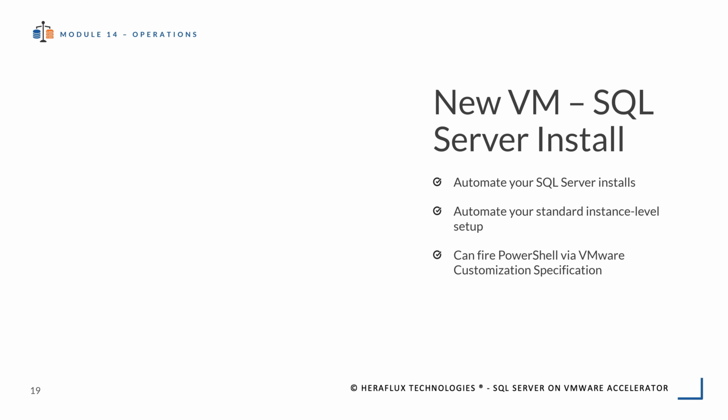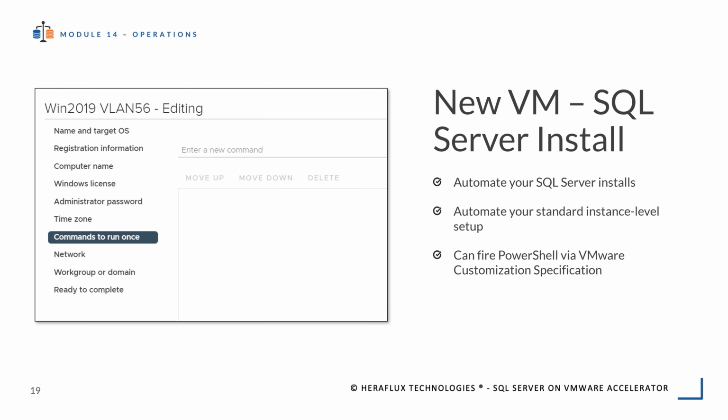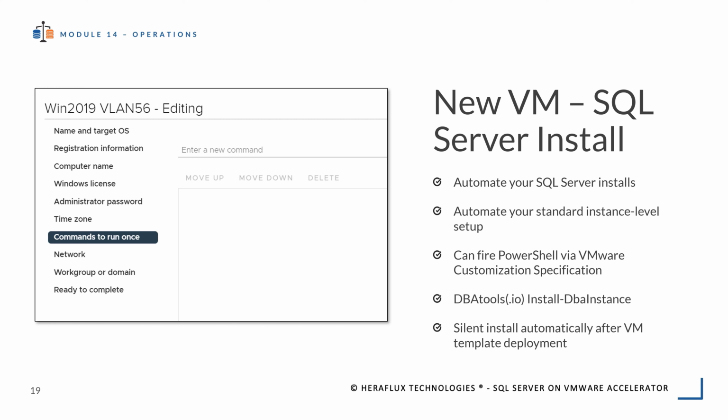Since you can run PowerShell as part of the VM customization specification, I would highly suggest that you check out the dbatools PowerShell module for database administrators. You can find it available at dbatools.io. They have a commandlet called Install-DbaInstance. If you install dbatools as part of your deployment specification run once script, you can then point this commandlet to your SQL Server installation media and perform silent installs that occur automatically after your virtual machine deploys.